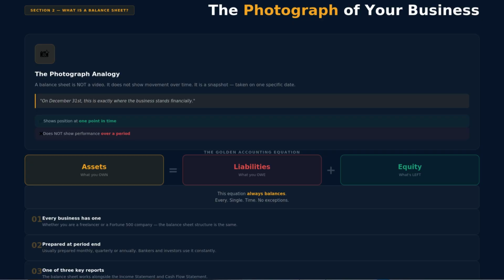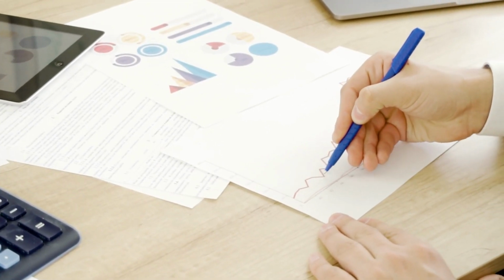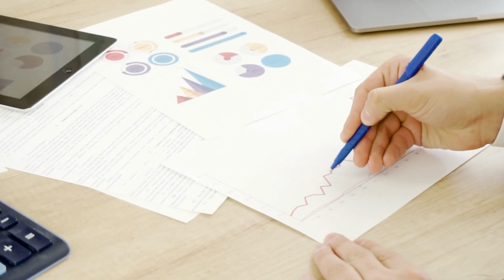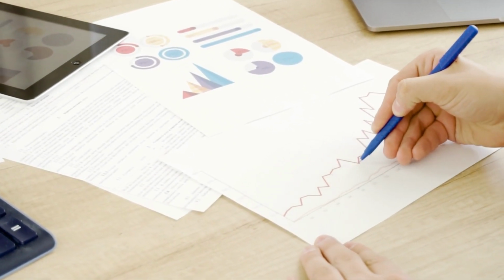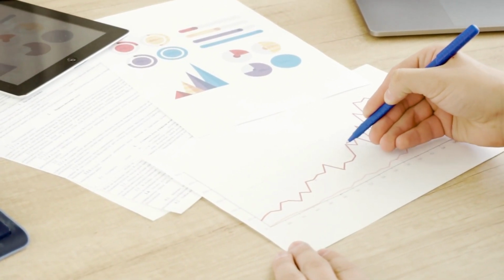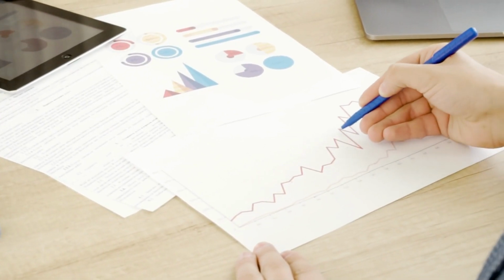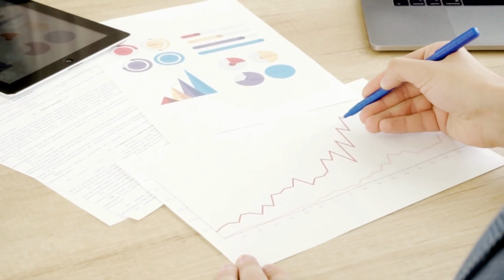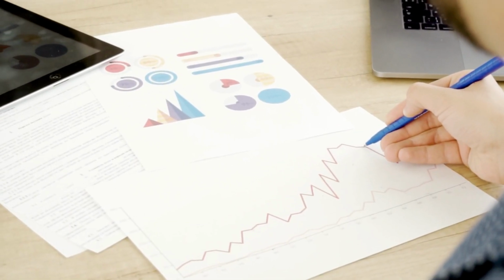The balance sheet is built on one simple equation. And this equation is the foundation of all accounting. Assets equal liabilities plus equity. Assets. Liabilities. Equity. These are the three parts of every balance sheet. And we are going to break down each one right now.